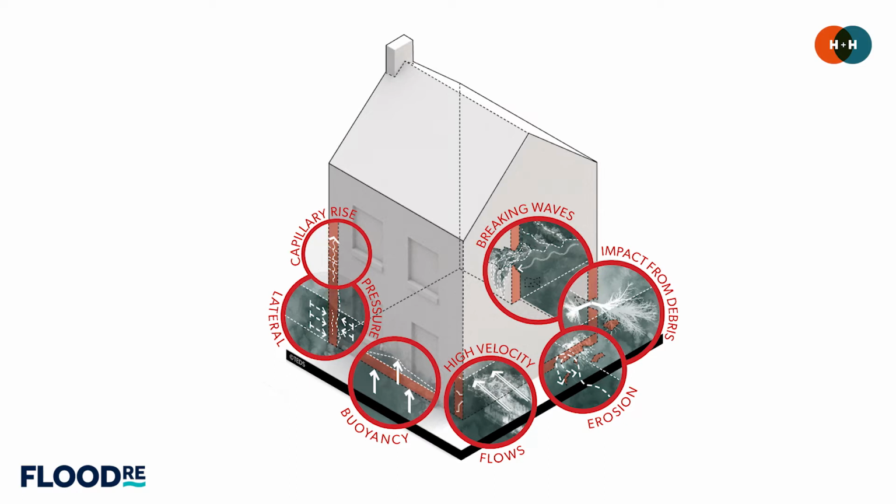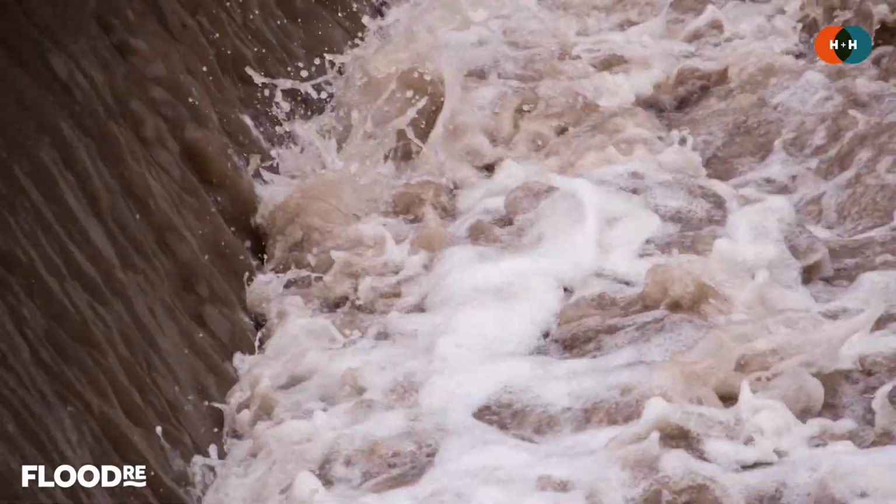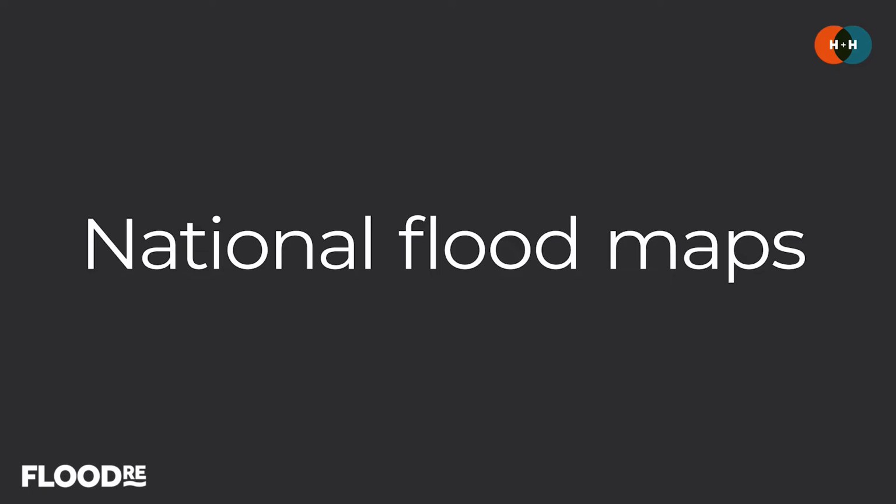And the nature of these external hazards will influence the way in which a property is impacted and what the best approach to adaptation could be. And so there are, as we've just seen, many different sources of flooding and factors that we do need to consider. And the first port of call to actually find out which types of flooding could affect your property and how exposed it may be to flood risk is to check out your national flood maps.